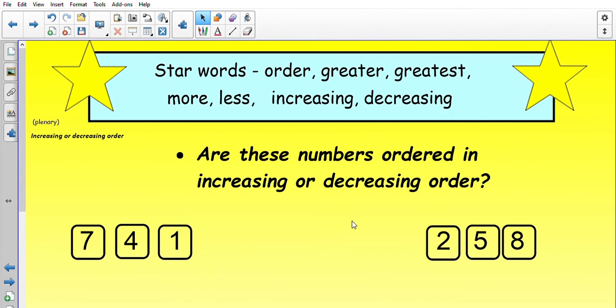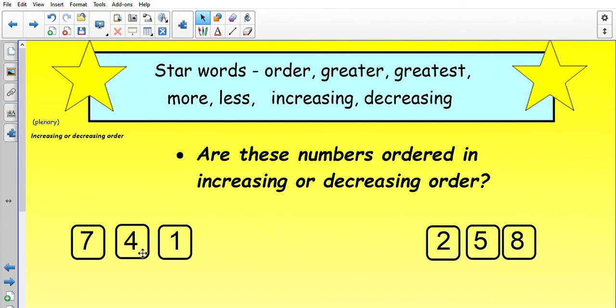Right, we've got one more job to do. So it says here, are these numbers ordered in increasing or decreasing order? Now remember, increasing means it's getting bigger, and decreasing means it's getting smaller. So let's look at our first numbers that are here. So my first number here is number 7. Good. My second number, my middle number, is number 4.